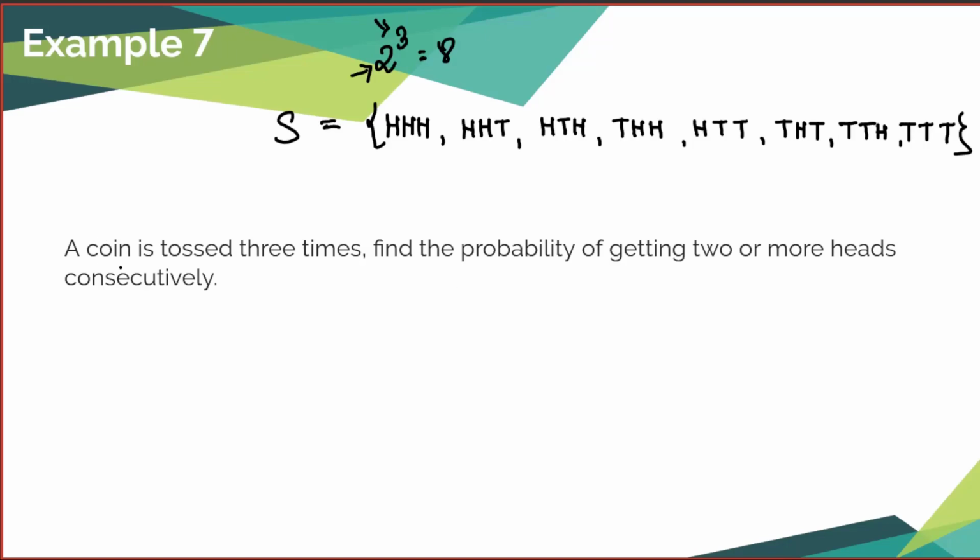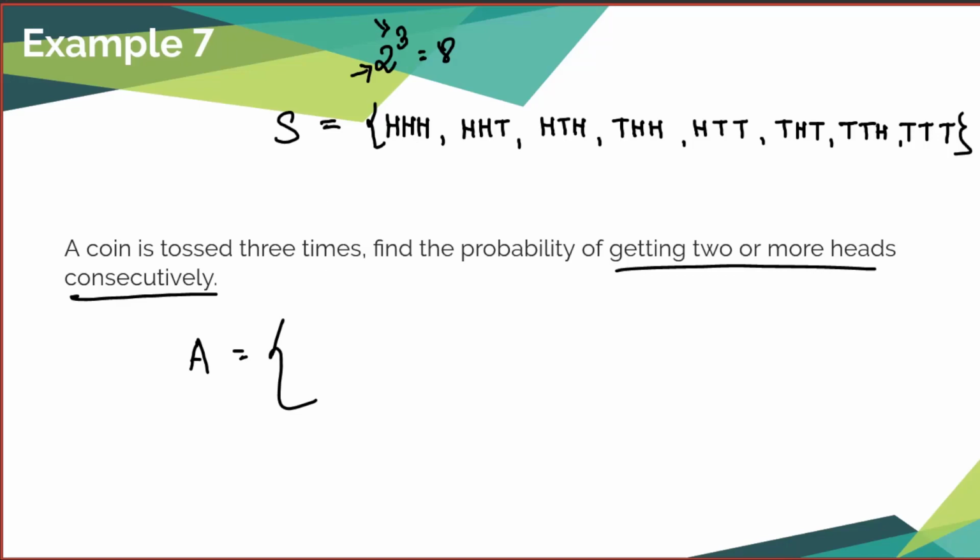Now what we are interested in, finding the probability of getting 2 or more consecutive heads, right? So let's say A denotes the event of getting 2 or more consecutive heads. So what will be the set? Two or more consecutive heads. Consecutive means one after the other.